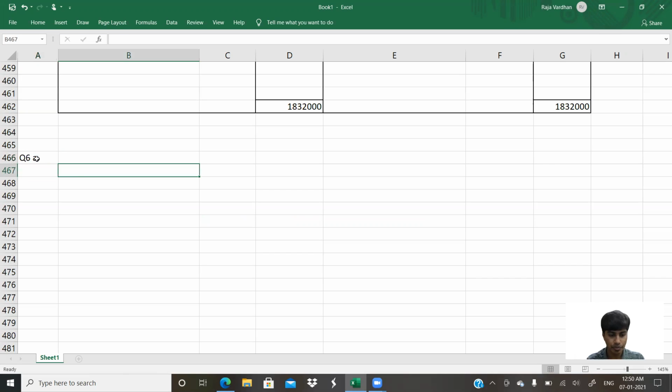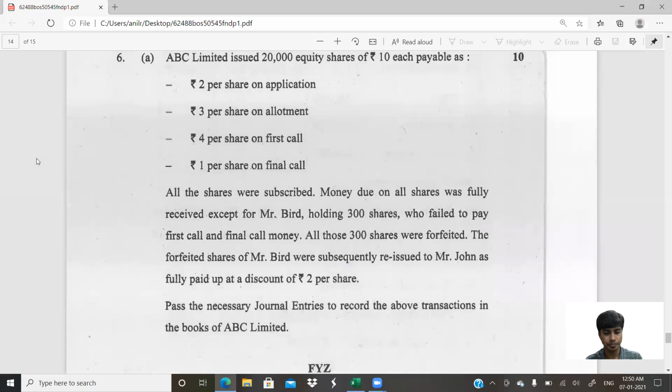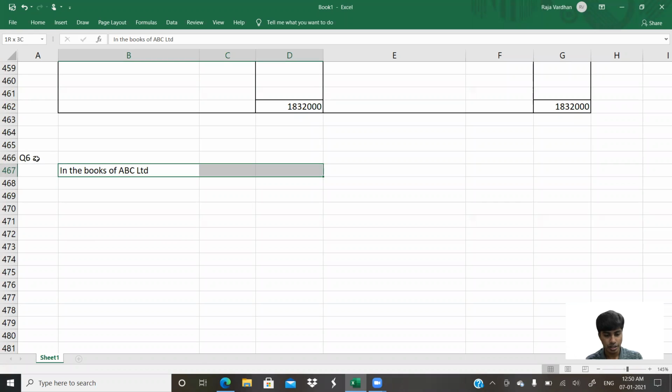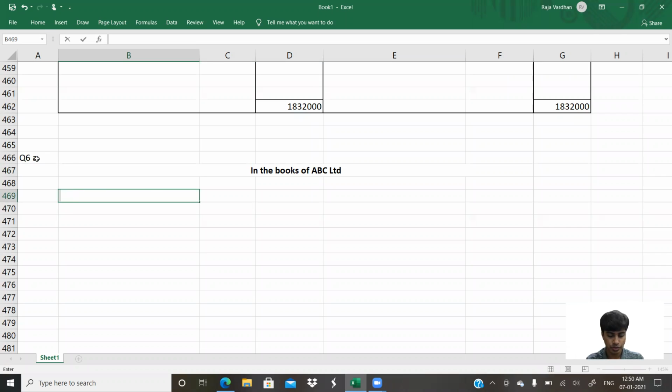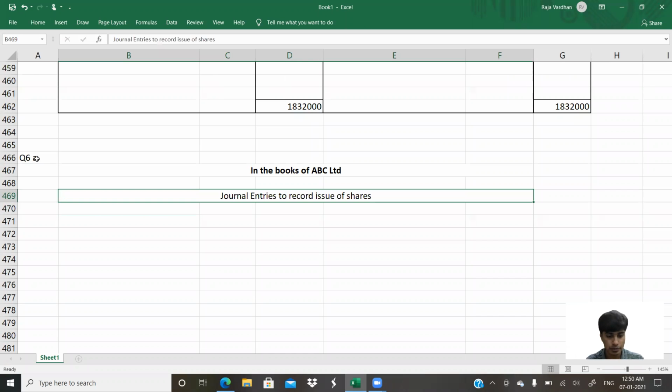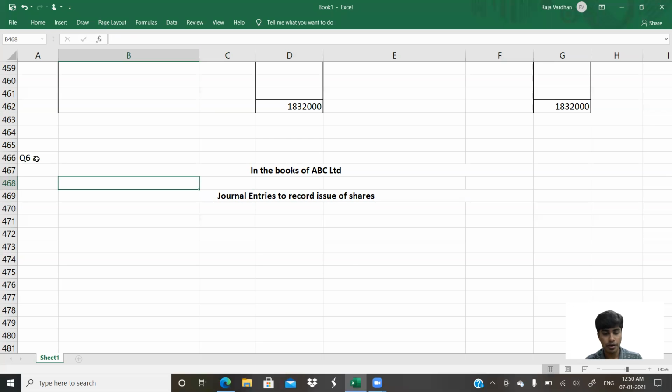Question 6A. In the books of ABC Limited. Debit amount, credit amount. I think this much would do. Journal entries. Record. Issue of shares. Okay. What do we need?